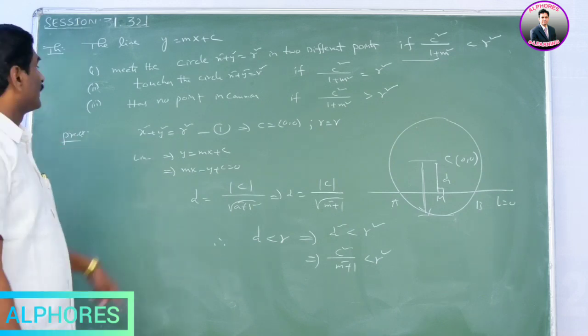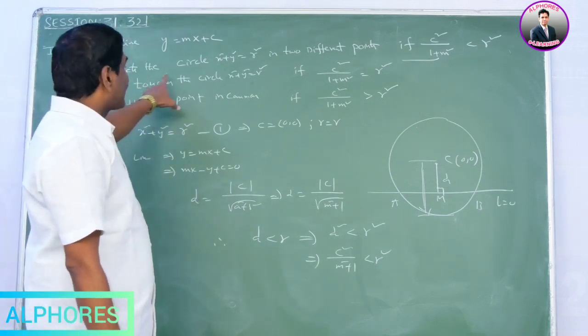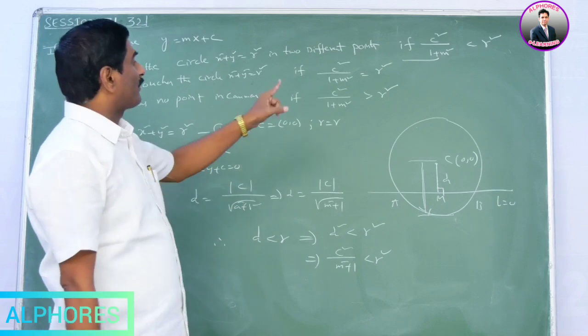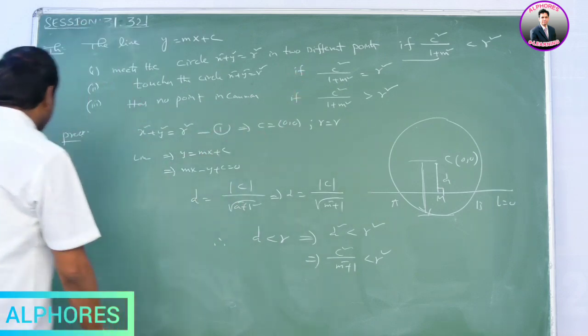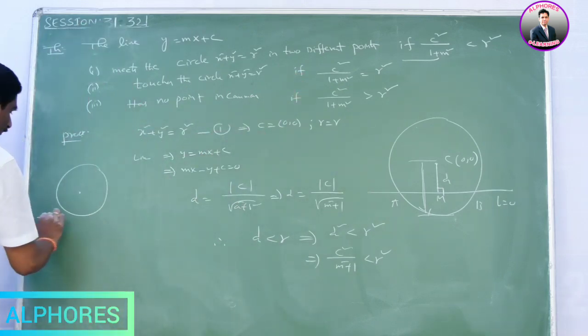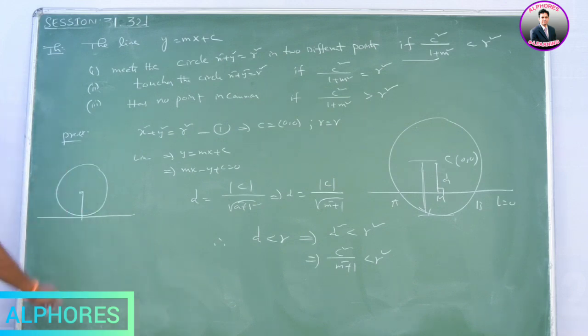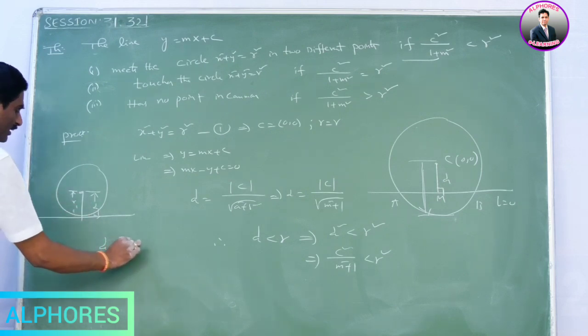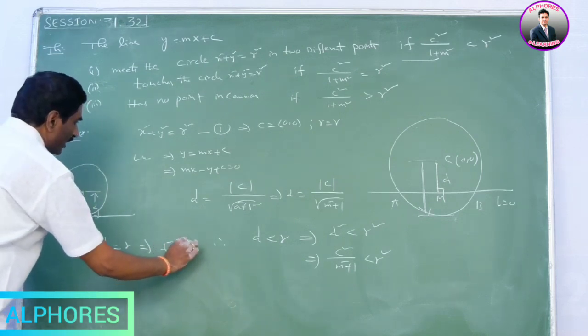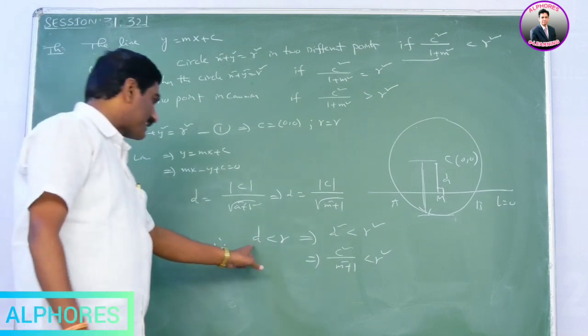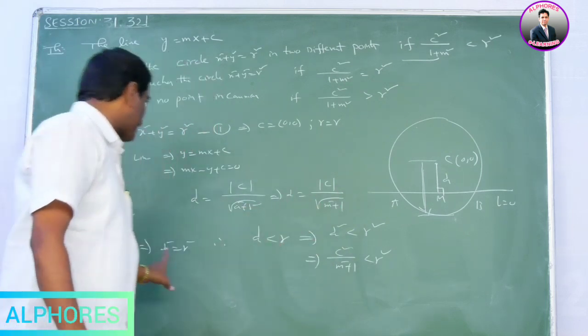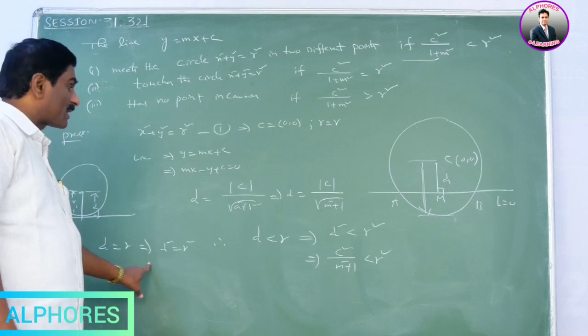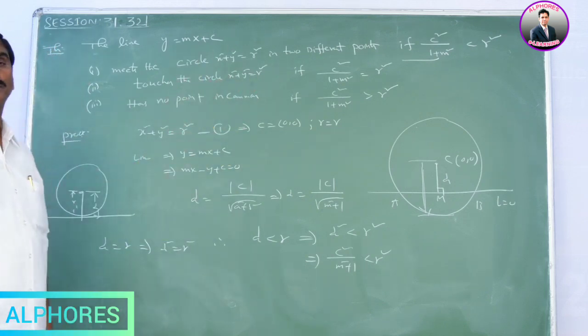Second point. If the line touches the circle, then c square by 1 plus m square is equal to r square. Touches the circle means in this way. In this case, what is the condition? D is equal to r. D is the perpendicular distance, and r is the same value. That means d square is equal to r square. In the previous case, d less than r. Here, d square is equal to r square, so c square by m square plus 1 is equal to r square.